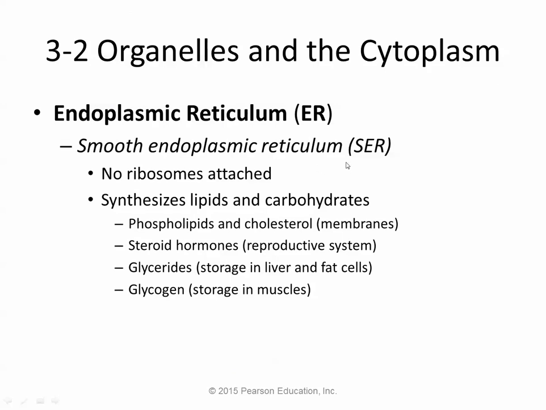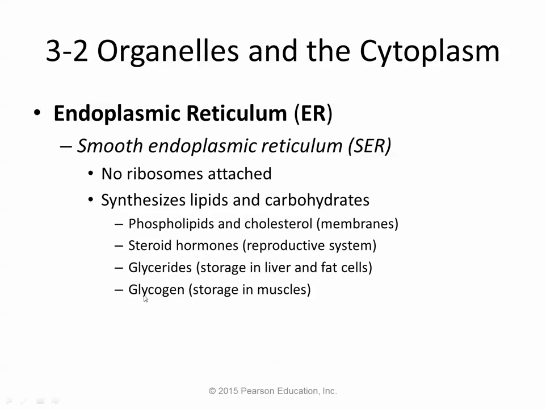So the smooth endoplasmic reticulum, as we've said, has no ribosomes, synthesizes lipids and carbohydrates. So we have phospholipids, cholesterols made here. Your steroid hormones, for example, in the reproductive system, your estrogens and testosterones will be made here. Glycerides will be stored here and made here. These are your mono, di, and triglycerides that we talked about from the last chapter. And glucose molecules will be linked together here into glycogen.